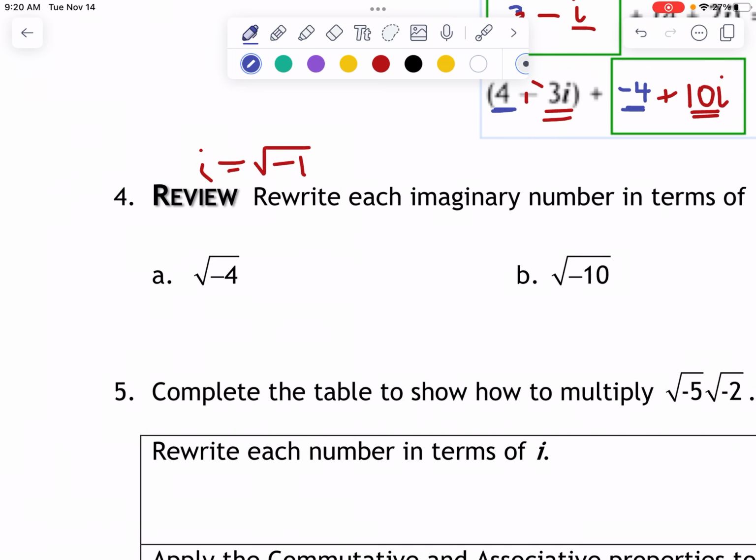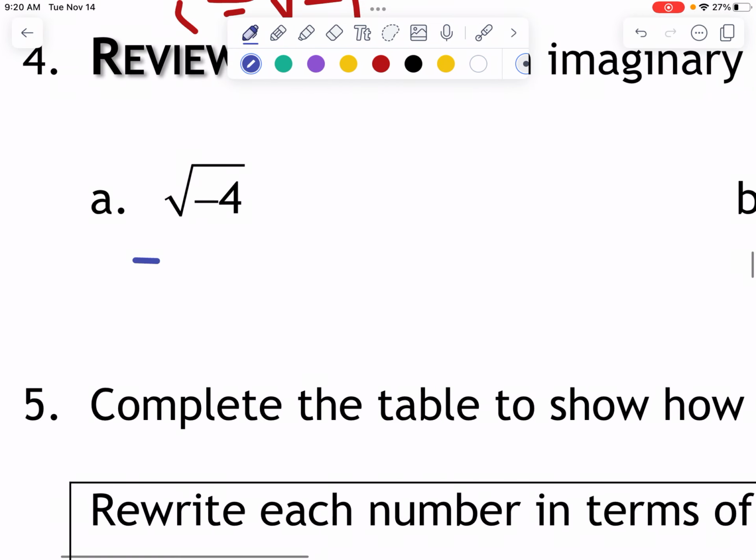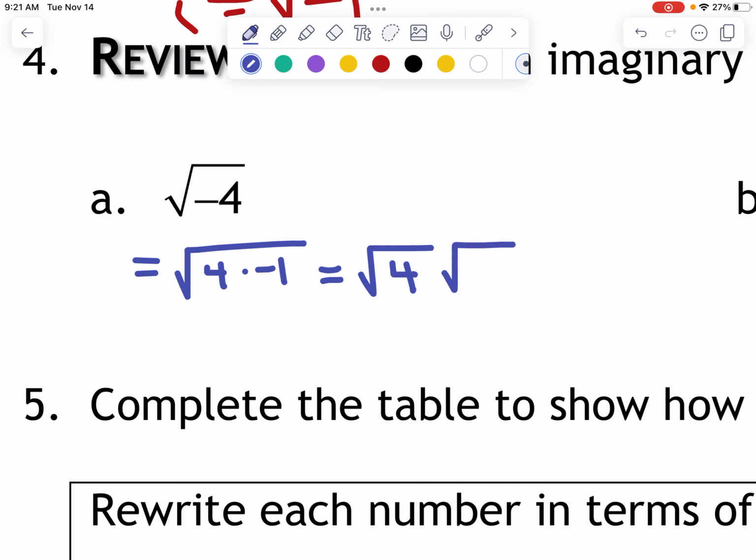So I'm going to go ahead and rewrite this square root of negative 4 as the square root of 4 times negative 1. Now there's a rule in math that says if we are multiplying two things inside our square root house, we can break them up into their own square root houses. So I can rewrite this as the square root of 4 times the square root of negative 1. I know that the square root of 4 is 2, and I know the square root of negative 1 is i. So the square root of negative 4 simplifies to 2i.